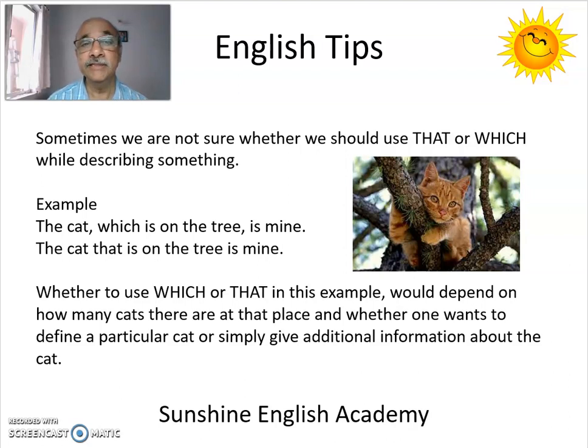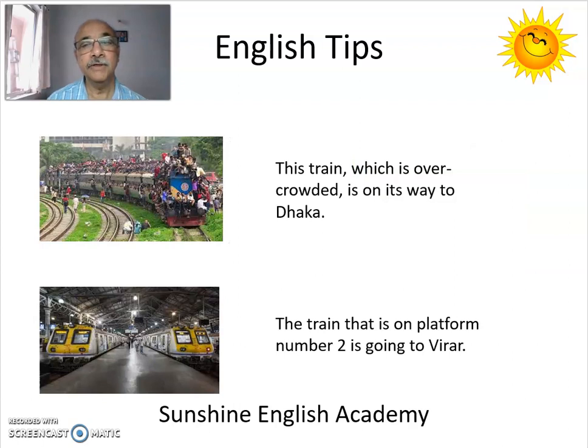Now let's look at more examples. Now look at the first picture. This train, which is overcrowded, is on its way to Dhaka. Now, when I say which is overcrowded, is it defining the train? No, it doesn't define the train. In fact, there could be more trains which are overcrowded. But here, all I want to actually say is that this train is on its way to Dhaka. So, which is overcrowded is just additional non-essential information.